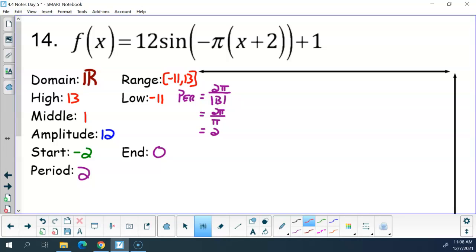There are two things that flip a sine curve. What are they? A negative amplitude would flip it. That would flip a cosine curve too, right? Do we have a negative amplitude? Nope, so we're good there. What's the second thing? A negative b value flips only the sine. So this is a flipped sine curve. So it's going to start in the middle, go down, up, and then back to the middle.